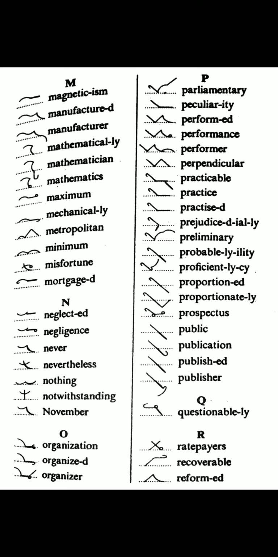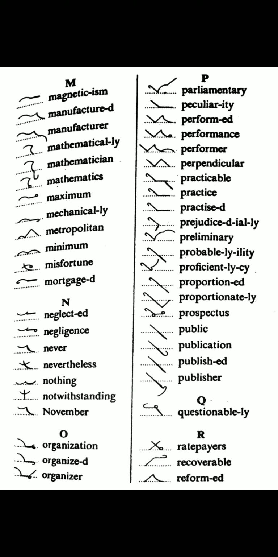P with R hook with K, another practice and practiced. P with R hook on the line, J halved for prejudicially. P with R hook with upward L with M stroke on the line for preliminary. P with R hook on the line, B for probability. P with R hook with F hook with upward ish on the line for proficient, proficiently, proficiency.